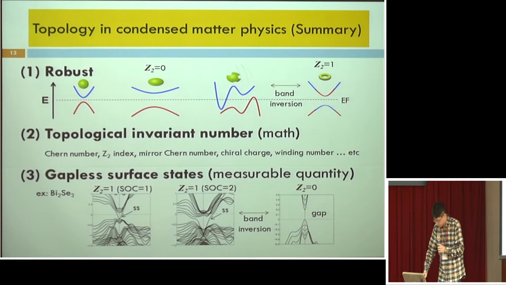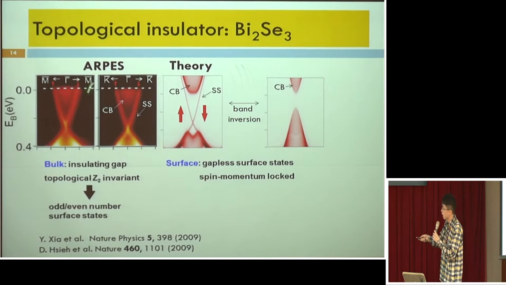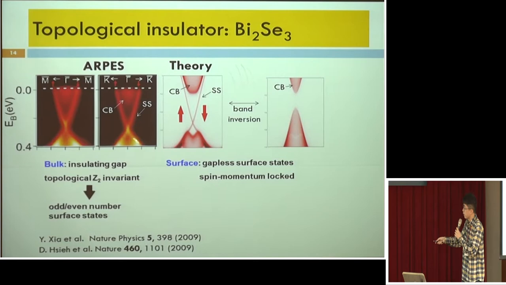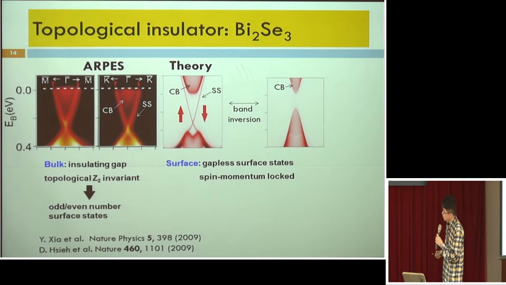Okay, this was Sun Yat-sen. Opposite data were from Hassan's group. In opposite spectrum, there are two linearized around the Fermi level, and there is an electron pocket close to the Fermi level. This panel is our theoretical simulation. Comparing ARPES and theory, we can easily recognize these two linearized are the topological surface state, and this electron pocket is a bulk conduction band. So if we theoretically make a band inversion, okay, surface state disappear.